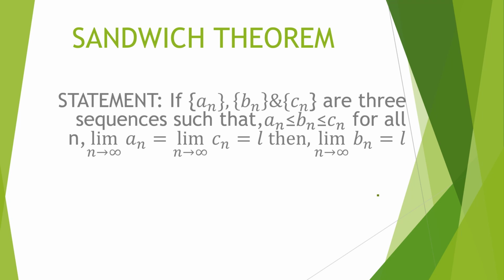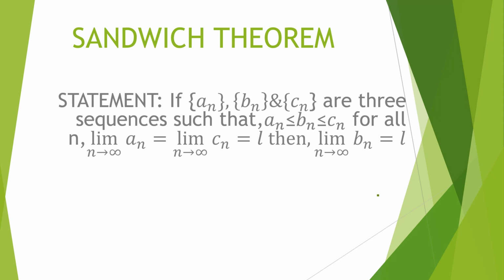CN are three sequences such that AN is less than or equal to BN is less than or equal to CN for all N, where the limit of AN is equal to the limit of CN is equal to L, then the limit of BN also equals L. Simply, the statement says that if we have any three sequences where the terms of one sequence lie between the terms of the other two sequences, and the limit of the two sequences between which the third sequence is lying is the same, then the limit of the third sequence is also equal to the limit of the other two sequences.